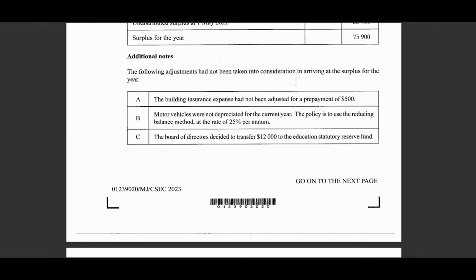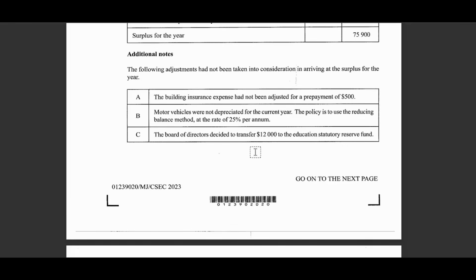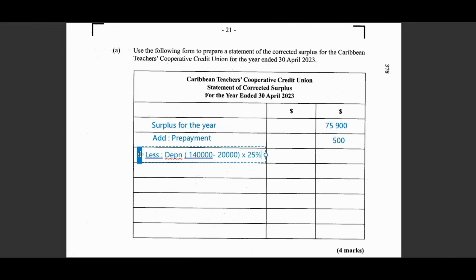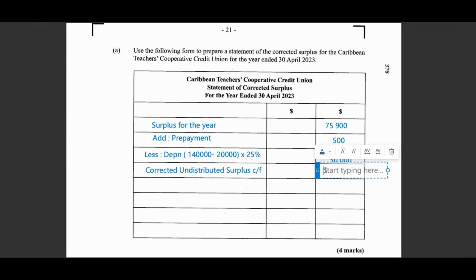Reducing balance method is simply to take the cost, subtract your existing depreciation, and then multiply by the rate of 25%, which we're going to do here now. And that should have given us a value of 30,000. Great. So what will now be our corrected undistributed surplus? Let's put together our values. And it should now be 46,400. Right, so check it out guys, it was just 4 marks, so 1 mark for each one. So that was pretty well done. Good.